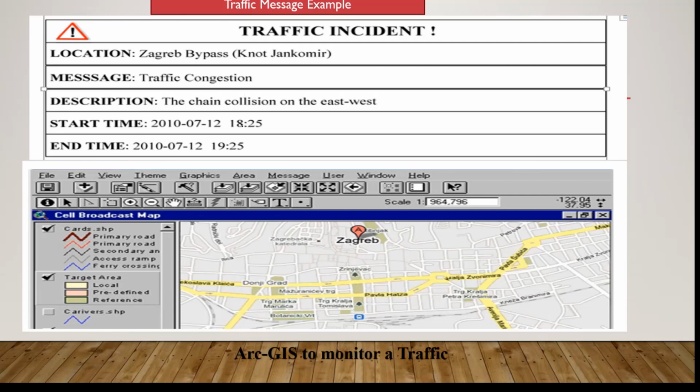So if we try to understand the situation here in Zagreb, we have a traffic congestion situation. So this was the specific message. We sent it to the east and complete west ring. And that specific situation started at 6:25 and was resolved at 7:25. Okay. And that one shows primary road, secondary road, and so on. And that one also shows the targeted area, meaning which area we can provide that specific information to, like local, residential, preferences, and so on.